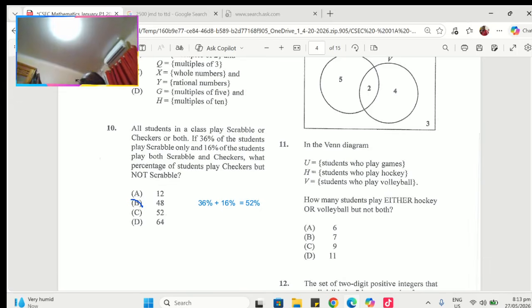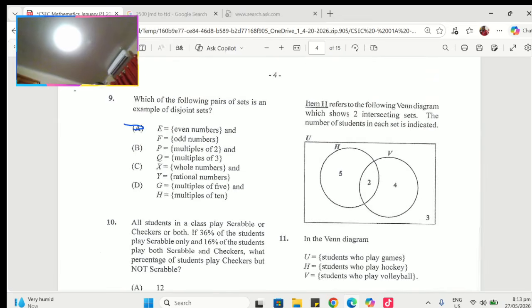That wasn't even a sets question. That was barely a sets question. It was more maths, just common sense.